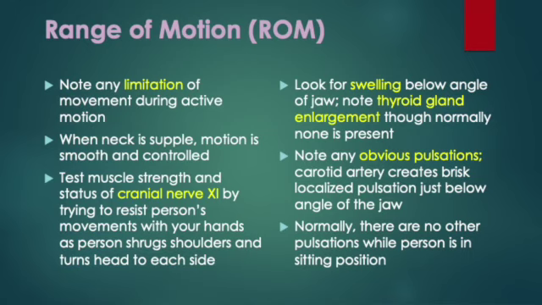We're looking for swelling below the angle of the jawline. We're noting thyroid gland enlargement and, again, looking for masses on the thyroid gland. We're going to check for any obvious pulsations. If you were just doing a neck exam, you can check the carotid arteries here too. You should be able to feel a brisk pulsation just below the angle of the jaw when we're checking the carotids. Normally, there are no other pulsations that should be felt when the person is in a sitting position.